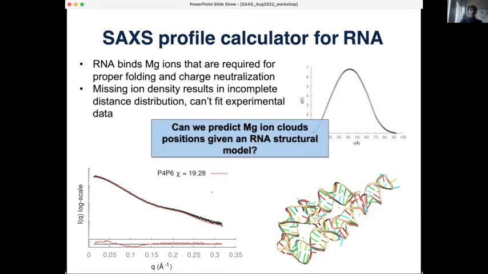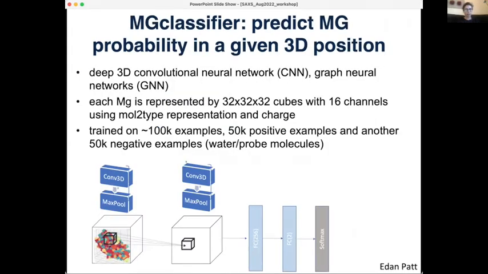So the question is, can we predict the positions of magnesium ions given our structural model of RNA? And because this is very recent, we decided to address this question using deep learning models. So what my student Dan did, he used all the RNA PDB structures to extract all the magnesium ions that are close to RNA. And basically we trained the network using around 100,000 examples of magnesium ions and the RNA around them, using water molecules as negative examples, because the network has to learn to distinguish between water and magnesium.